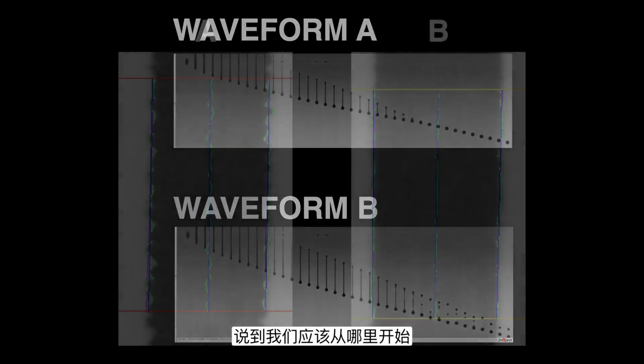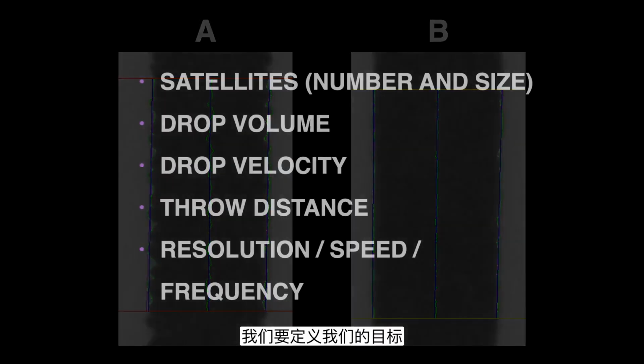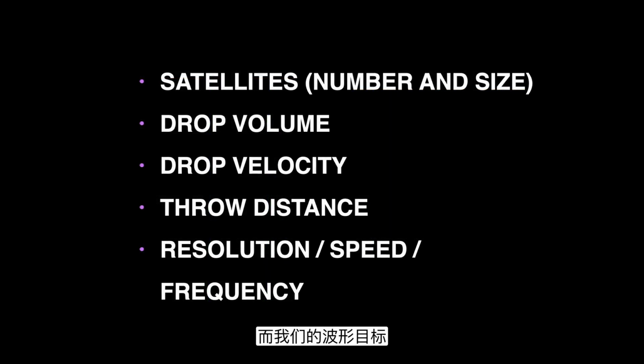So we were talking about where we get started. We want to define our goal. And our goal for our waveform breaks down to these 5 criteria. How many satellites are acceptable for our particular application, both in terms of the number of the satellites and also the size of the satellites. The volume of the drop, the velocity of the drop. Again, each application has an acceptable range of throw distances, and so we need to establish how far from the print head do these drops matter.